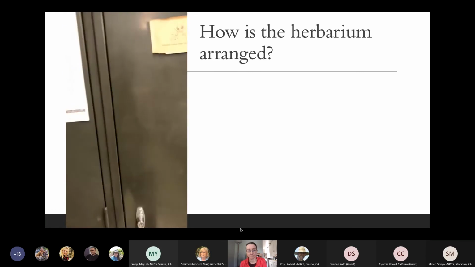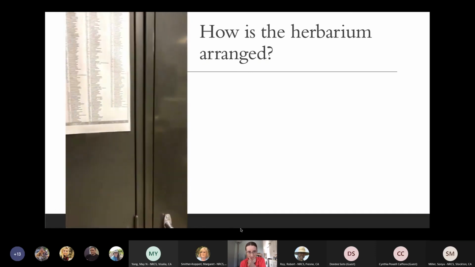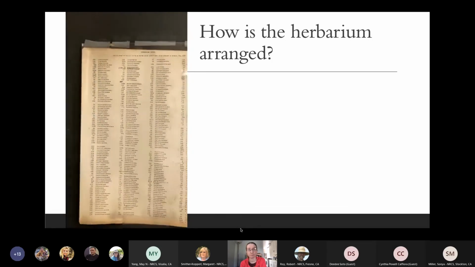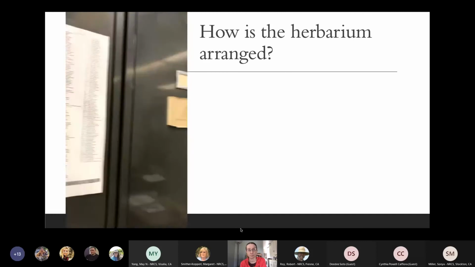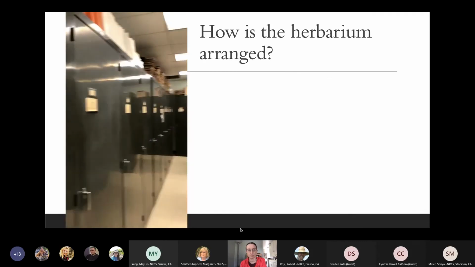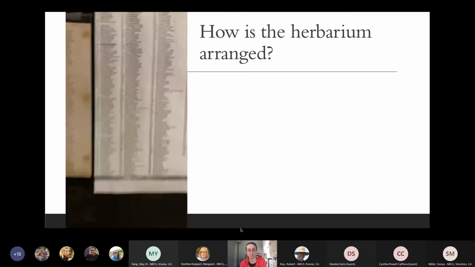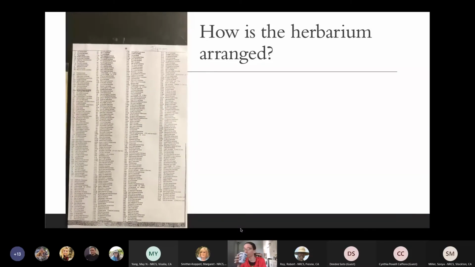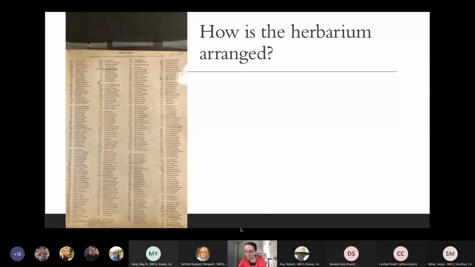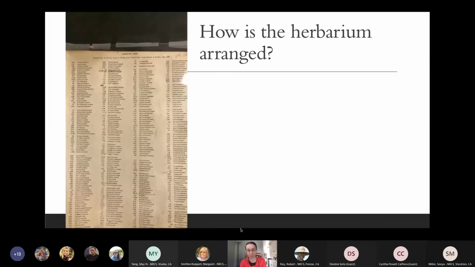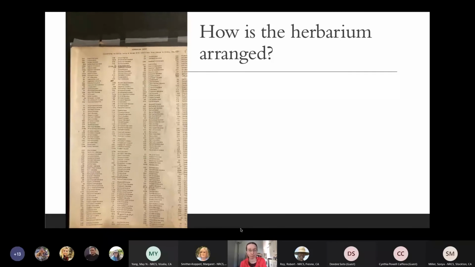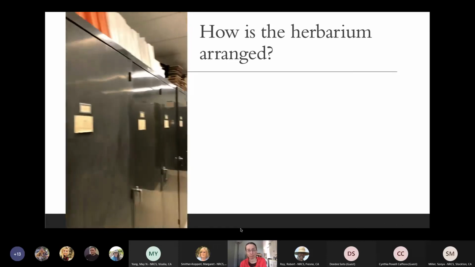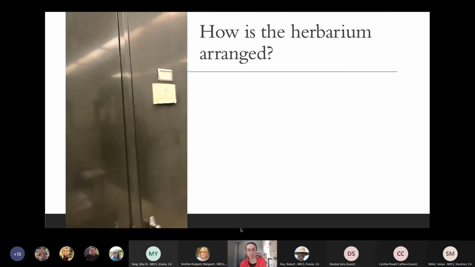The specimens are arranged in order of families. The families are in an old arrangement from a long time ago, arranged from gymnosperms to monocots to eudicots, and Asteraceae is the last family. Families are given numbers, and there's a list of them here in numerical order, and then a list of them in alphabetical order. If you want to know where a family is in the herbarium, you look up its name in the alphabetical list, find its number, and then go down the cases until you see the number, because the numbers are arranged in order.